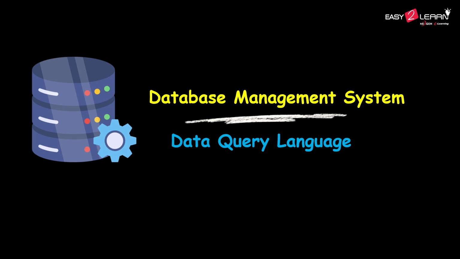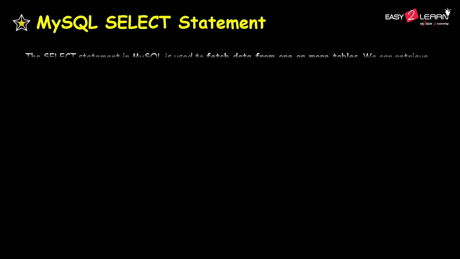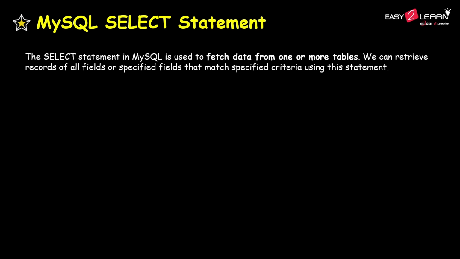In this lecture, I'm going to explain about data query language, and we also call it data retrieval language, DRL command. So how can we retrieve the data from the table? We are using a select statement. So let's see how the select statement is going to be helpful for you to retrieve the data from the table. The select statement in MySQL is used to fetch data from one or more tables.